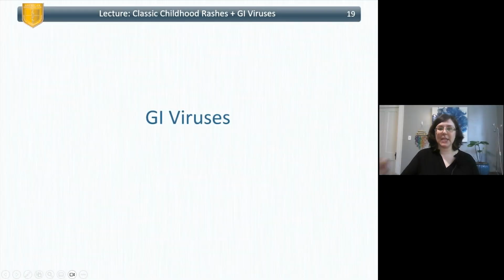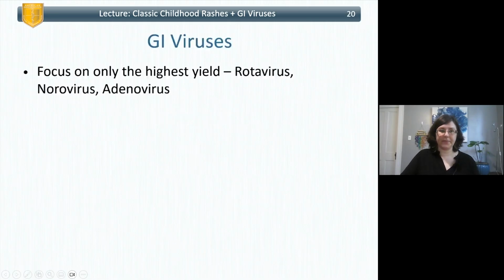All right, so that sums it up for our common childhood viral rashes. And we're going to move on to the most common GI viruses. I'm only going to focus on the highest yield viruses. There are a number of other GI viruses. However, those are significantly more rare or just less commonly discussed. And so today we're going to focus just on rotavirus, norovirus, and adenovirus.